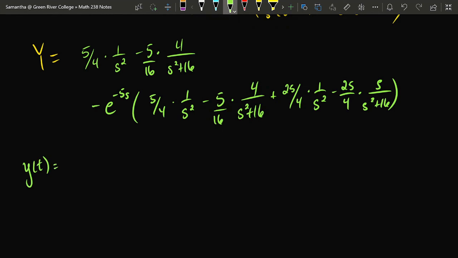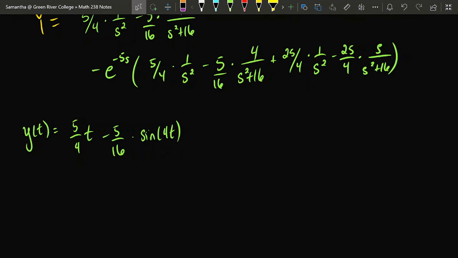So if I invert 1 over s squared, then that's equivalent to t. If I invert the 4 over s squared plus 16, then that's equivalent to sine of 4t. Now, in the parentheses, it's a little bit more complicated because we're trying to invert something which has been multiplied by an exponential.